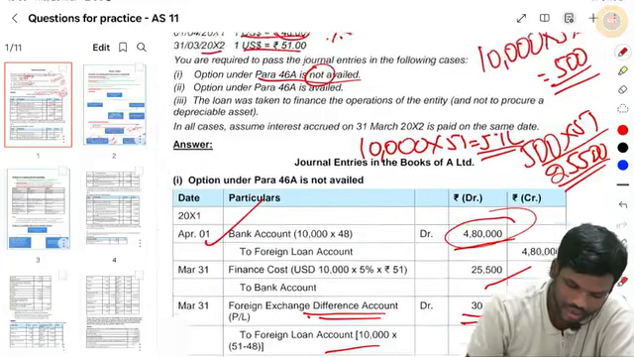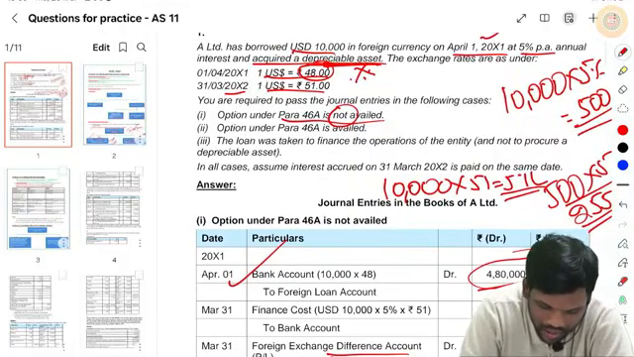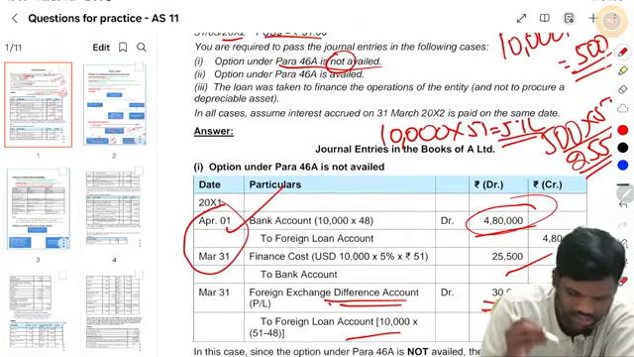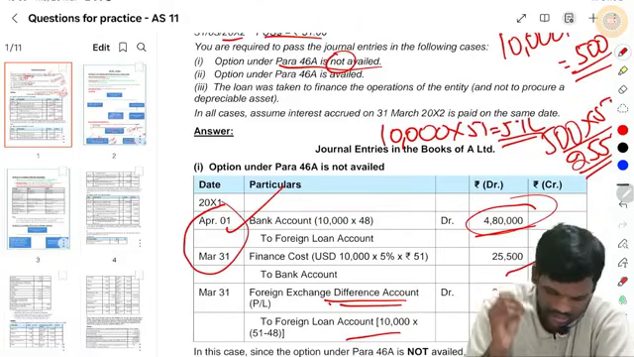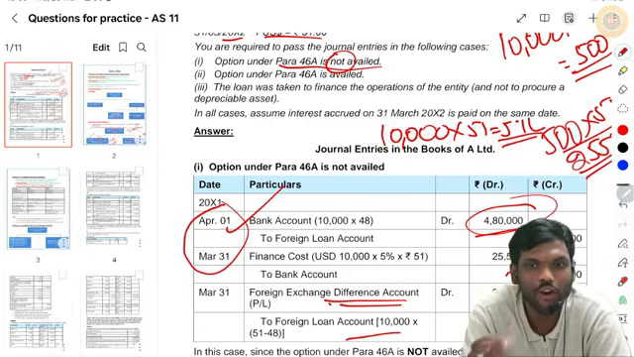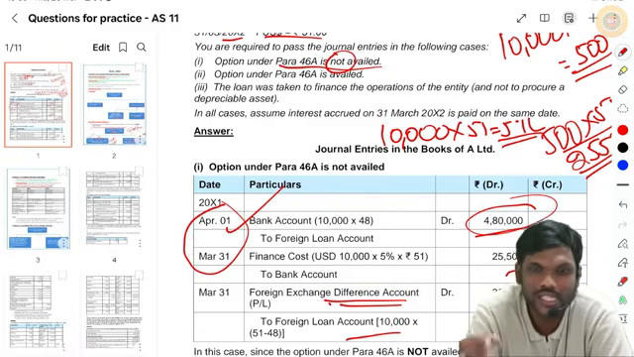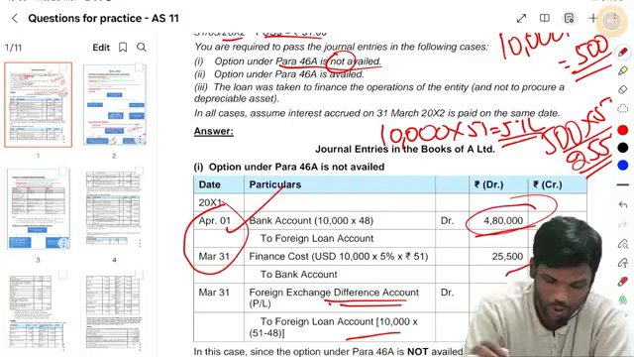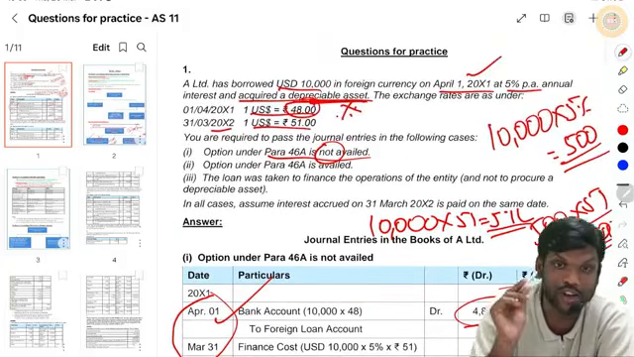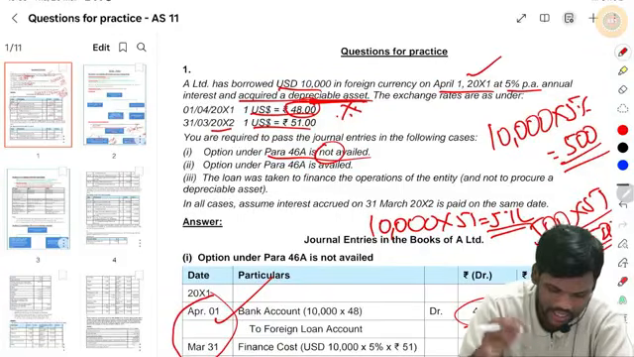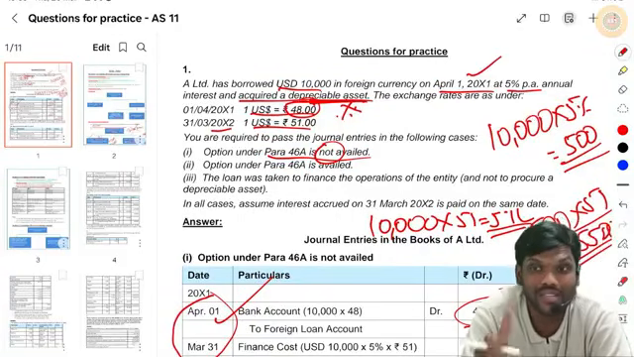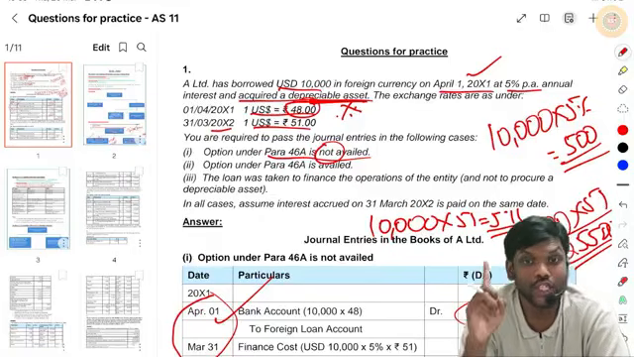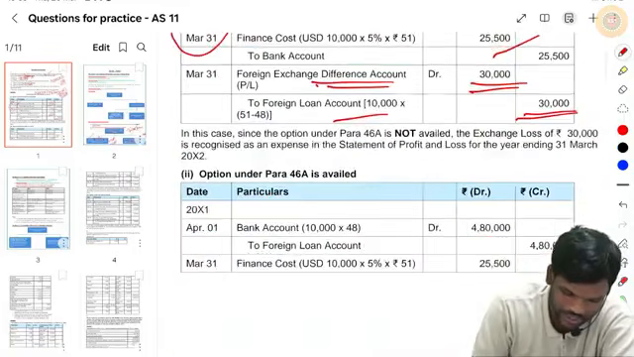Sir, what would have happened if the company availed the option under para 46A? The first two entries will not change. This will be the same, but the only thing is the last entry, the foreign exchange loss. Instead of taking that loss to P&L, since we are claiming this option and since it is used for acquisition of a depreciable asset, you have to add this foreign exchange loss to the value of the asset. It should not be taken to P&L.